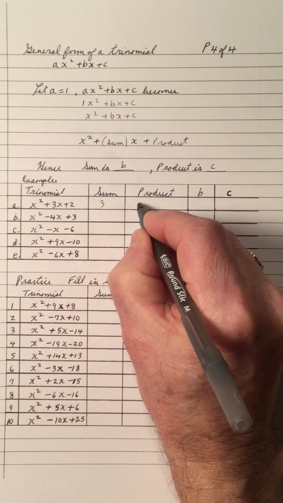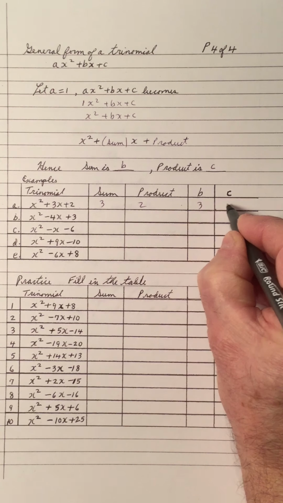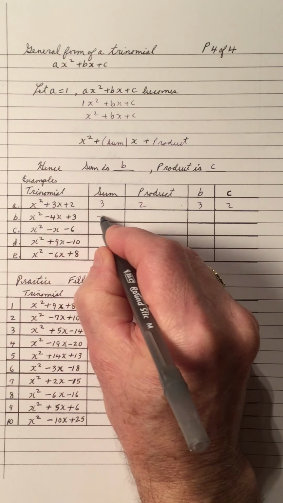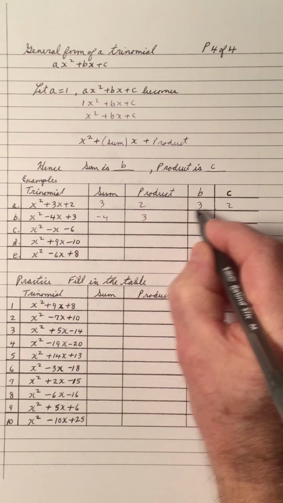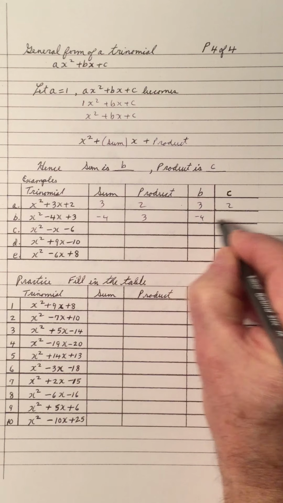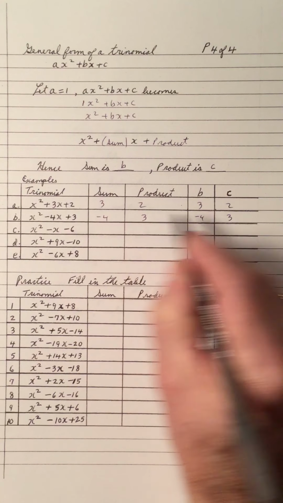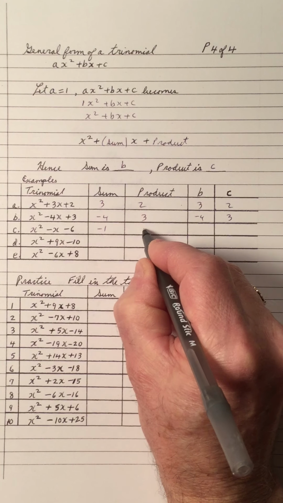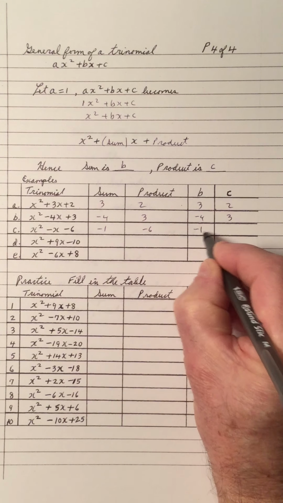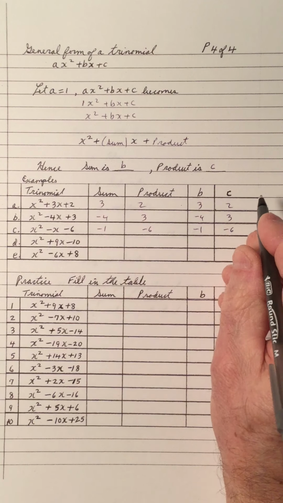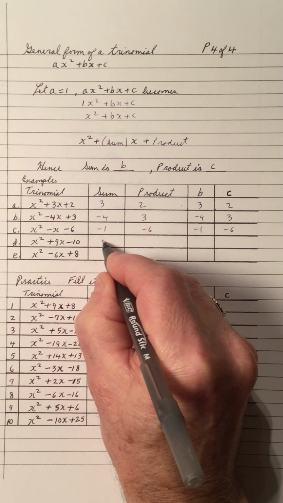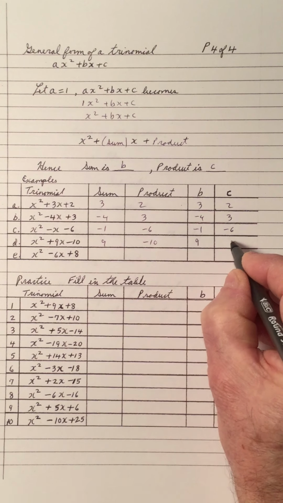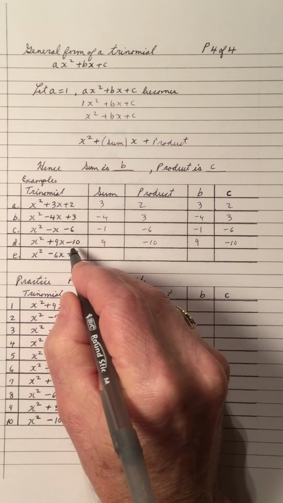In this trinomial, the sum is in the middle, a 3. The product is at the end, 2. So b is 3, c is 2, because that's b and c. Sum is negative 4, product is 3. So b is negative 4, and product is c, 3. Sum is negative 1, product is negative 6. B is negative 1, c is negative 6. Sum is 9, product is negative 10. So b is 9, c is negative 10.